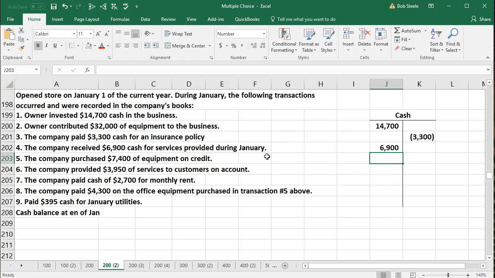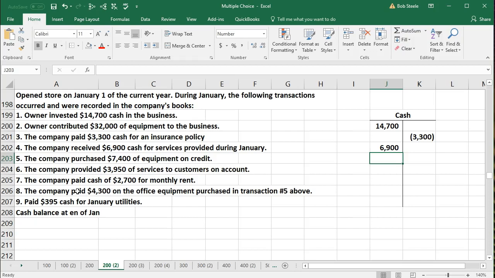Next one, the company purchased $7,400 of equipment on account. So the keyword there, on account, means we debited equipment. We didn't credit cash, however. We bought it on account and therefore credited accounts payable. No effect on our T account.